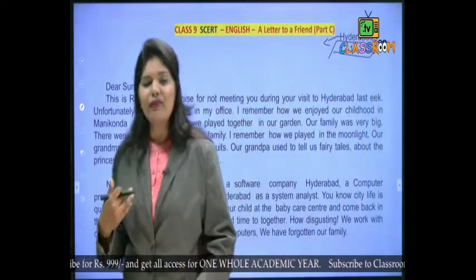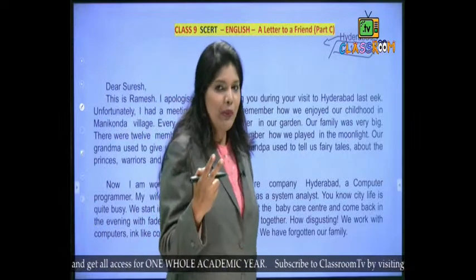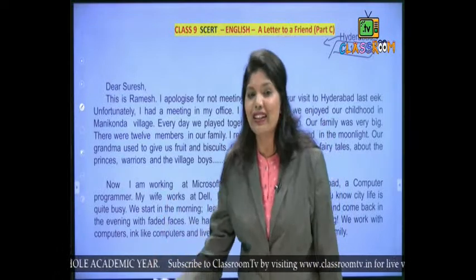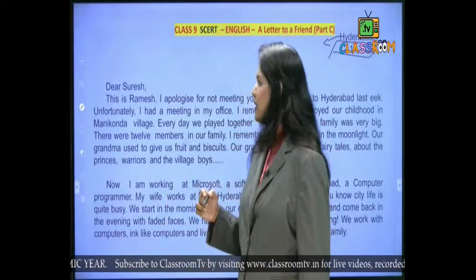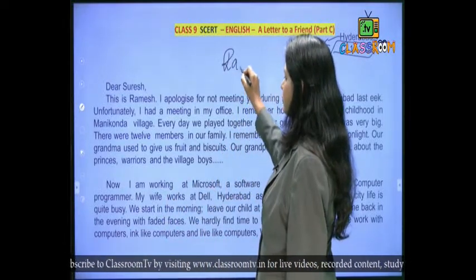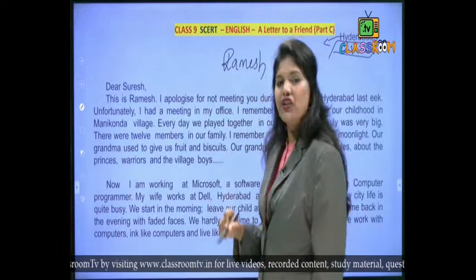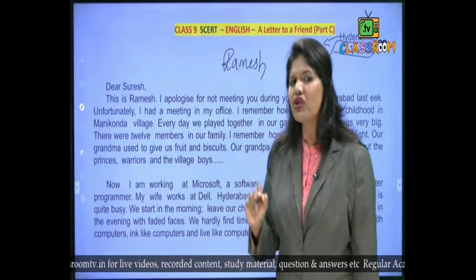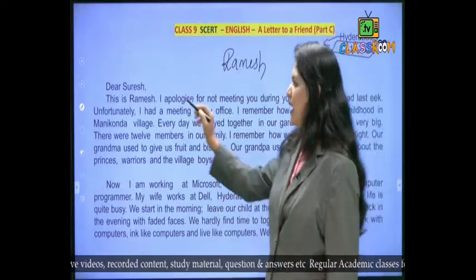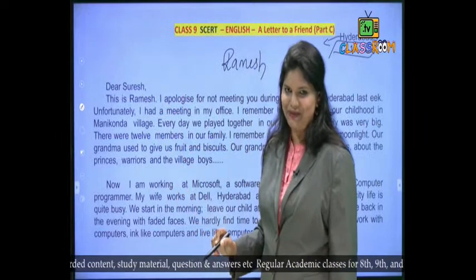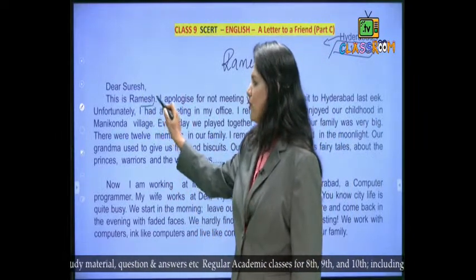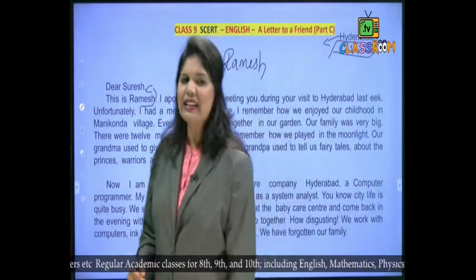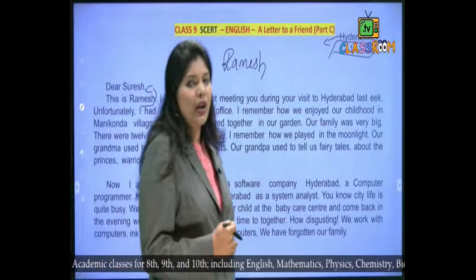So here we have two people, the one who is writing the letter and the one who is receiving the letter. Who is the one writing the letter? Ramesh. Ramesh is writing the letter. And whom is Ramesh writing to? Yes, he is writing to Suresh. Ramesh is writing to Suresh. And why is Ramesh writing this letter? In the very first line we come to know that.